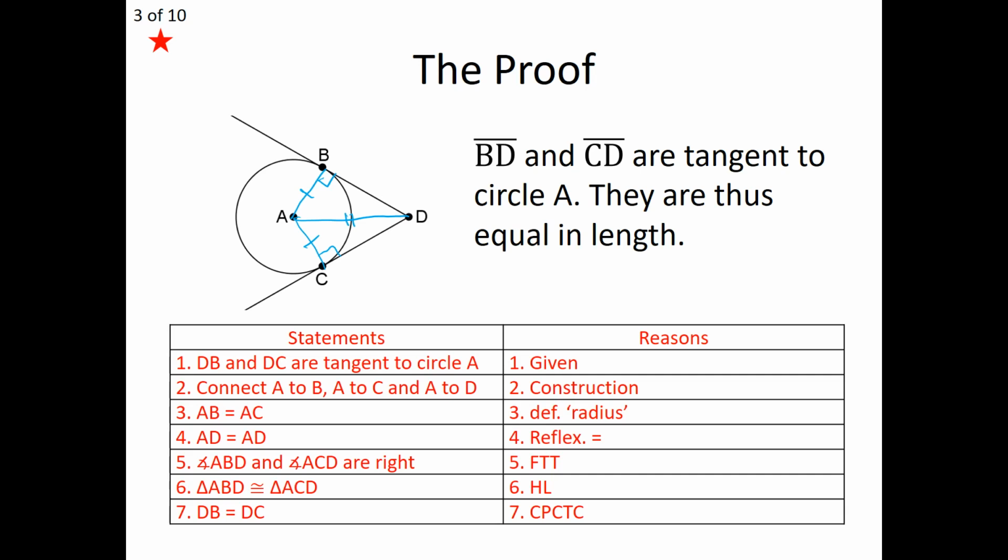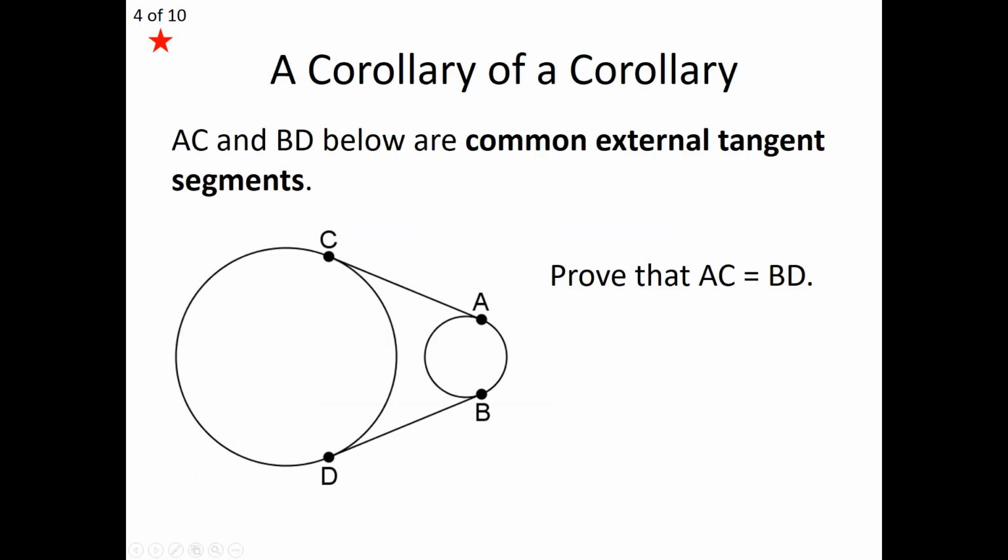So the two triangles ABD and ACD are congruent by HL, which means our best friend in the whole wide world comes along and says, hey, would you like some equal things? We would. Thank you, CPCTC, which gives us DB and DC equal, and that means they are. So the twin tangent theorem is a very nice theorem that follows from the FTT. What's interesting about the twin tangent theorem is that it itself has corollaries that immediately follow it. So let's take a look at a corollary of a corollary.